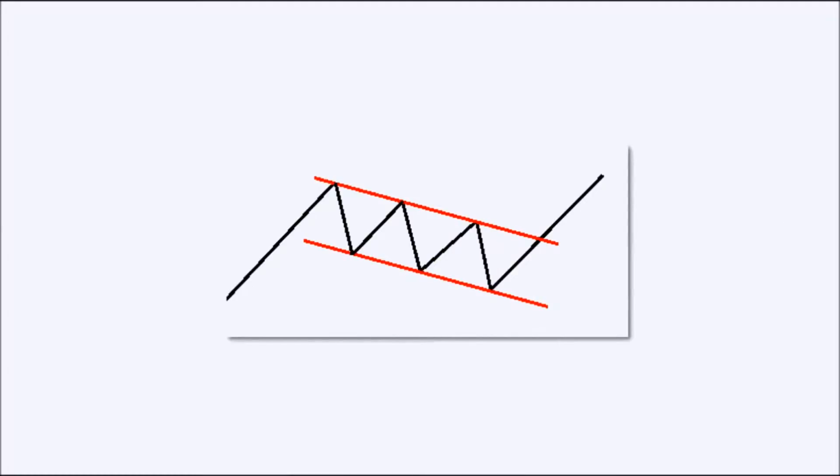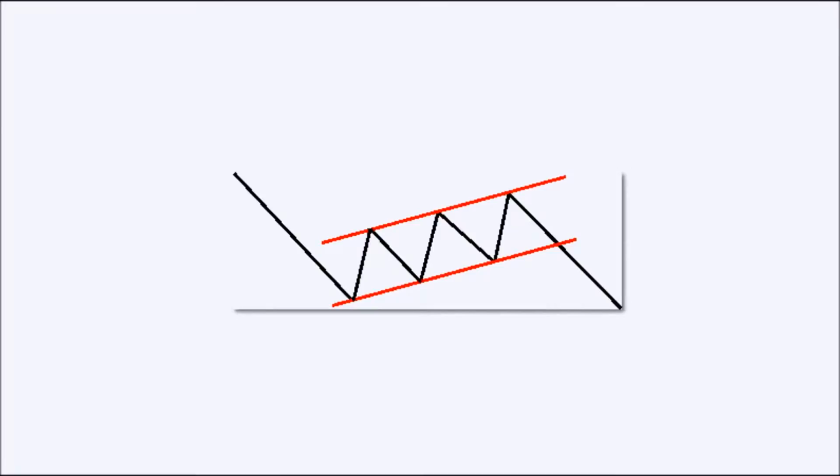Now, this is called a rectangle, also a continuation pattern. The stock is going up. It takes a pause to run sideways. So the resistance line at the tops is parallel to the support line at the bottom. When the stock finally does break above the red resistance line right here, that is a bullish signal, and the stock should continue up.